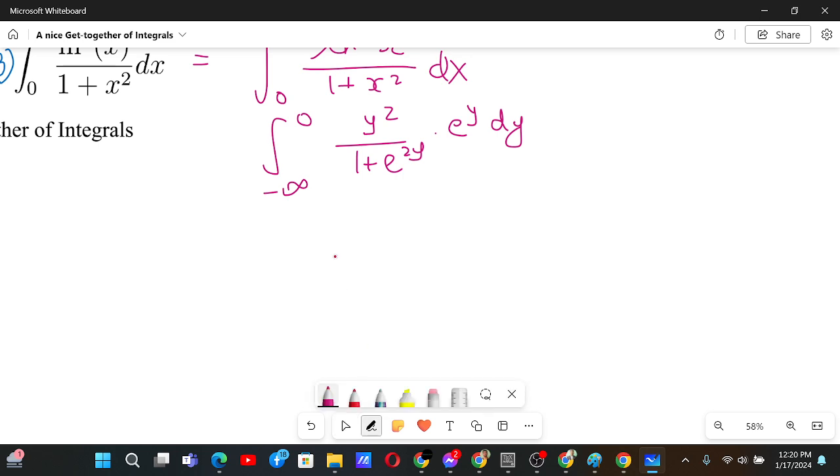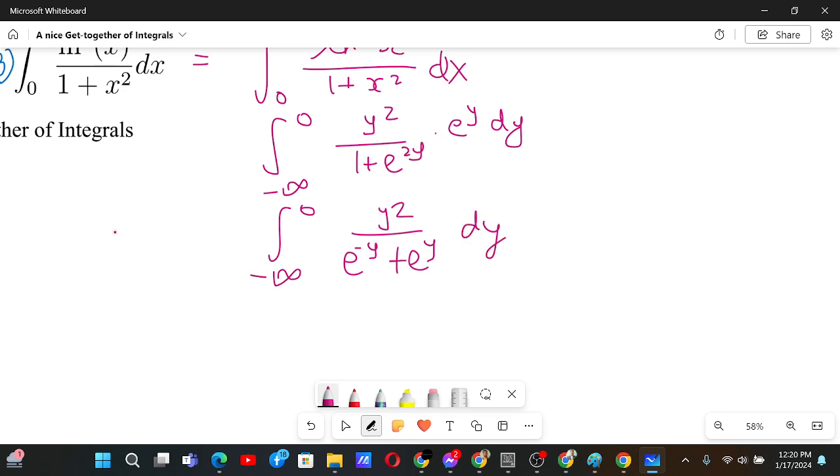So for this one, we can actually change this. First of all, we can also notice something different. So this is actually an even function: y square by e to the power minus y plus e to the power y. You can see that it's an even function.